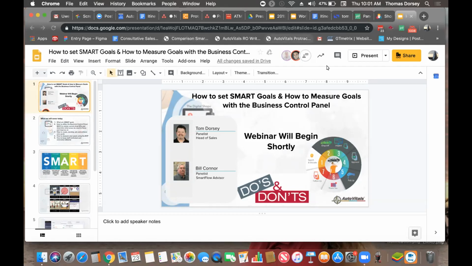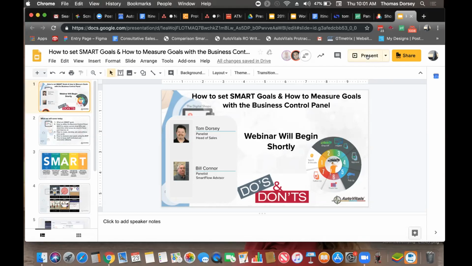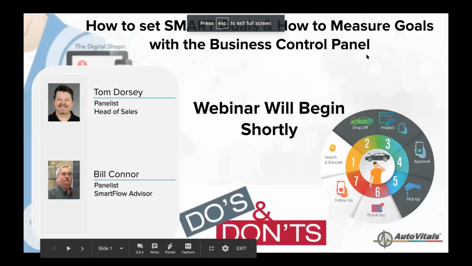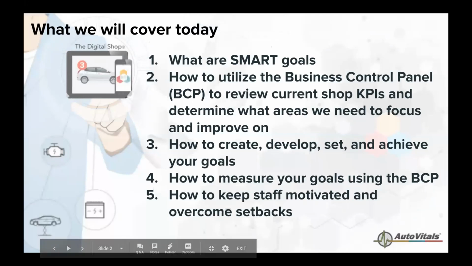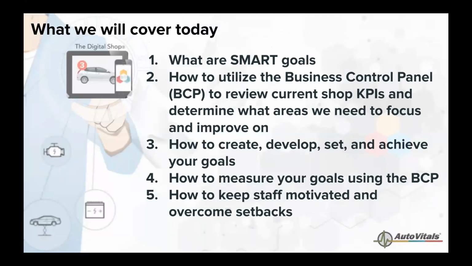And let's get started. Let's talk about what else we're going to cover today because I kind of skipped a few things. We're going to talk about how to set SMART goals, and we'll talk about the goal setting process. We'll really start at the beginning. Then we'll talk about how to utilize the business control panel to set and monitor those goals. And then we'll talk about Russ's great takeaway about how to motivate your team and set effective team meetings where you discuss goals and achieve goals as a team together.